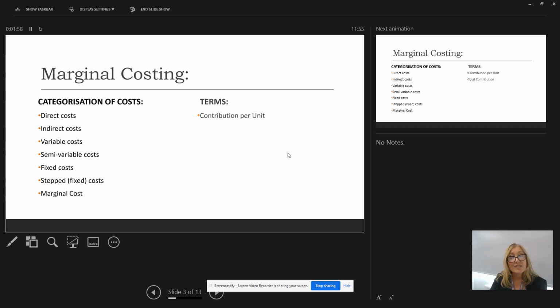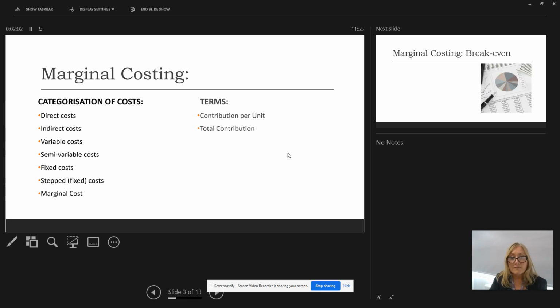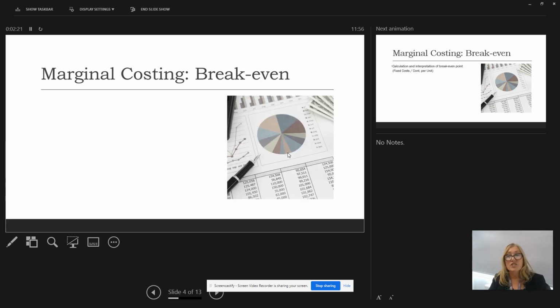Okay, so terms, you need to be able to explain and calculate contribution per unit and also total contribution. A reminder that contribution per unit is the selling price minus the variable or the marginal costs. And then the total contribution is the volume of output, so the number you're going to manufacture, times the contribution per unit. Okay, so we could be asked to do something to do with break even. So calculating and interpreting the break even point.